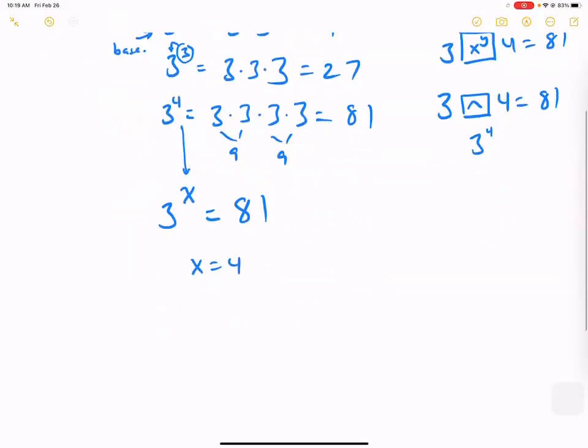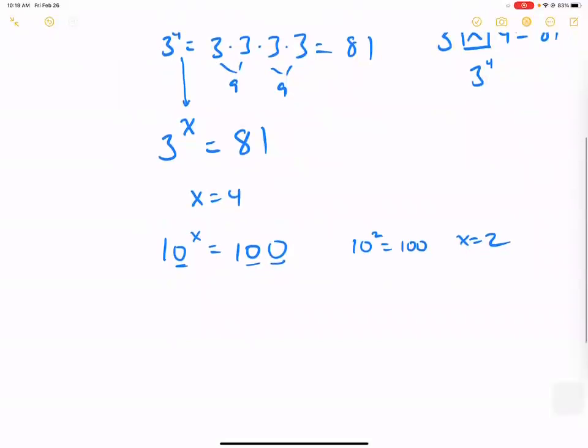If I ask you 10 to what exponent is 100? Now, tens are a special case because the number of zeros you have is the number of tens we used. So in 100, isn't that simply 10 times 10? So we have 10 squared is 100. So x is equal to 2.